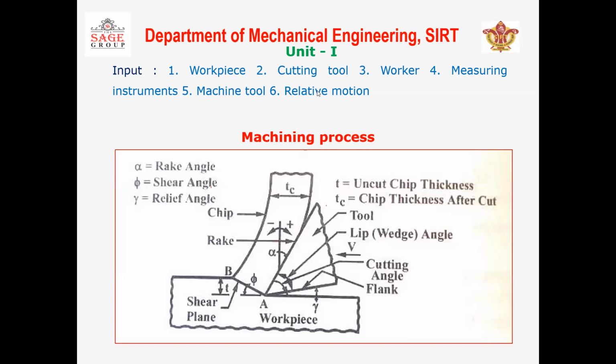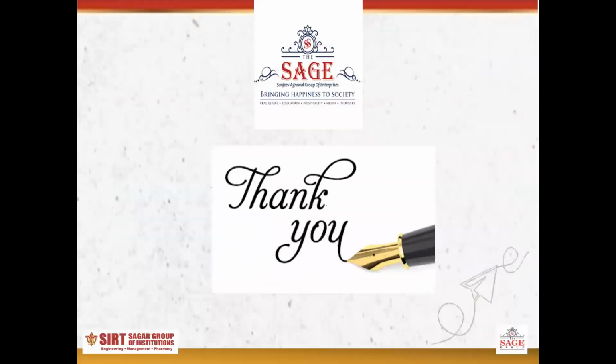Now, what will be the output? What have we got? The output is the finished product along with the chips. We will get the finished product as well as the chips, that is, the unwanted material. Here is the output of the machining process.